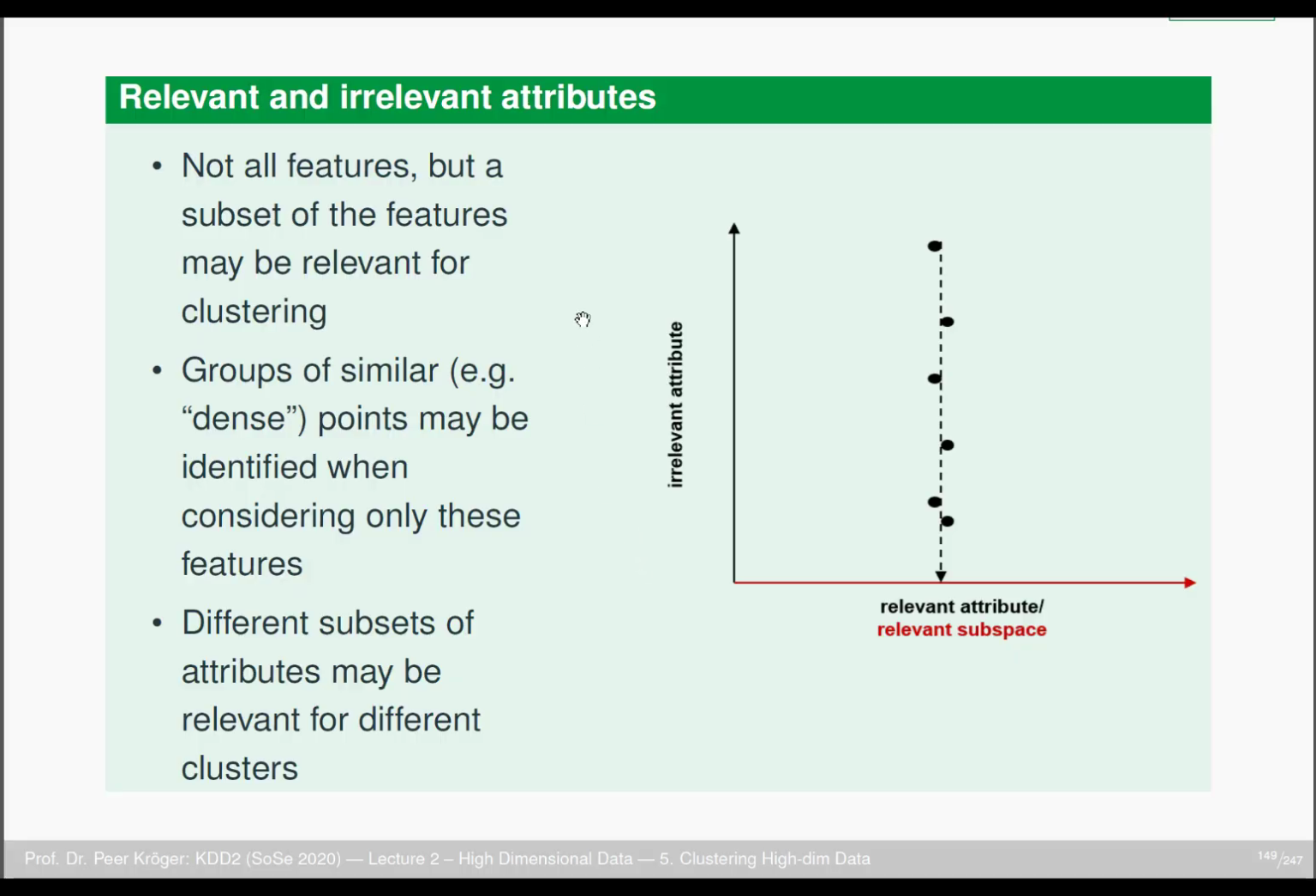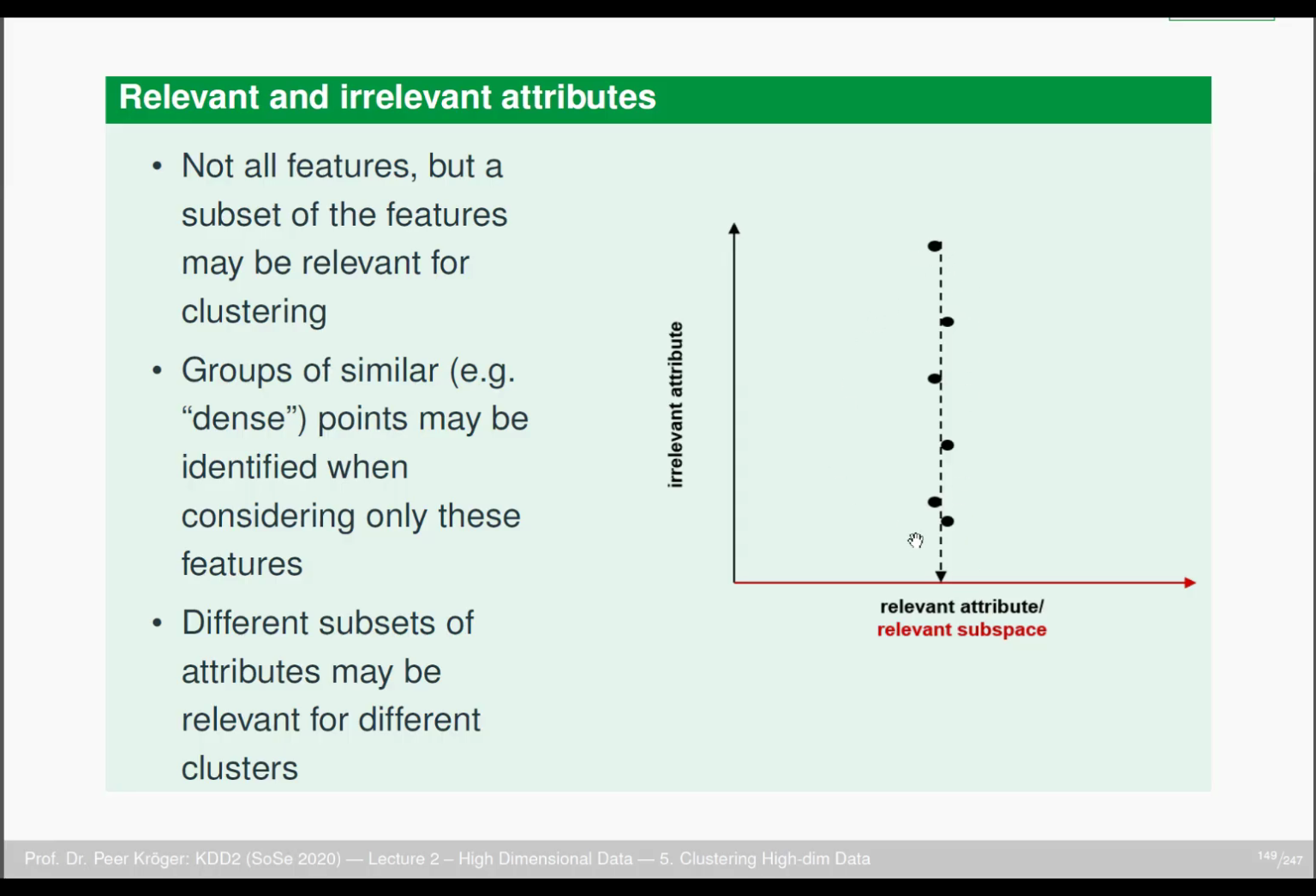So that brings us again to the curse of dimensionality. Well, we had these relevant and irrelevant attributes. For a given concept, of course, if we have a lot of features, and we are in the high dimensional data section, we may face the curse because of irrelevant attributes. Yeah, so not all features, but only a subset of the features may be relevant for the clustering.